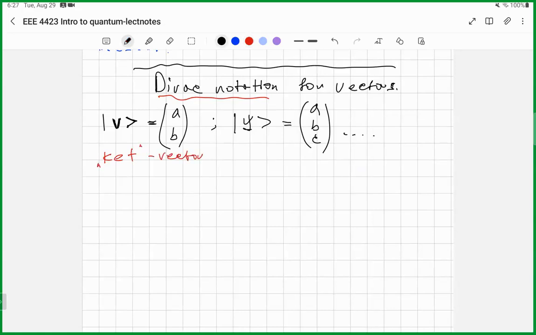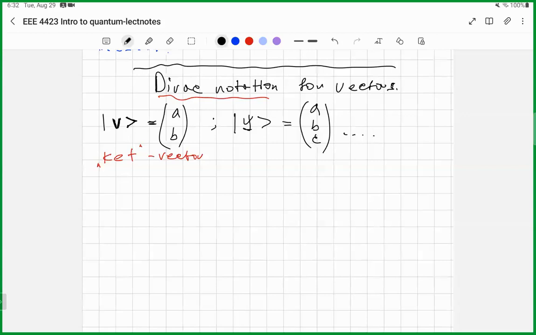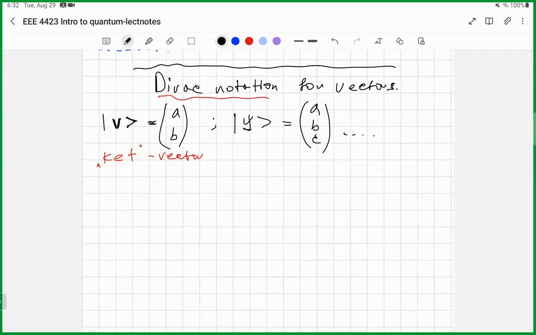Cat vector. So let us make a small break, sorry for that. I had to change my AirPods.